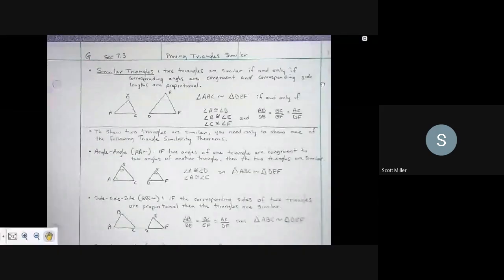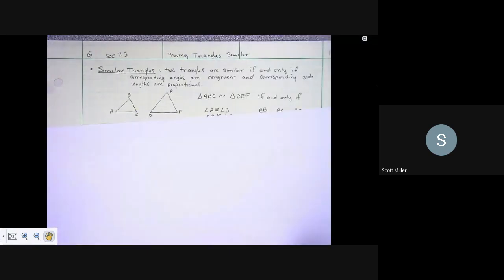Okay, this lesson is section 7.3, proving triangles similar. So let's talk about what similar triangles are. Two triangles are similar if and only if the corresponding angles are congruent and corresponding side lengths are proportional. Similar, what does that mean? That means that they are the same shape but different sizes.